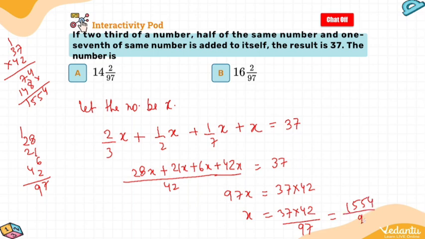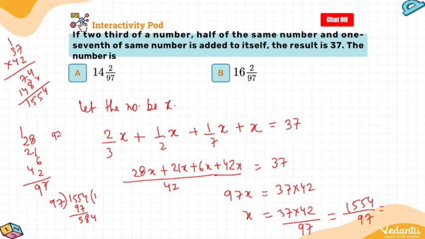1554 divided by 97. Now we can convert this in terms of mixed number. So 1554, if we divide it by 97, 97 ones are 97, 8, 14, 9, 5, 14, 4 comes 584.